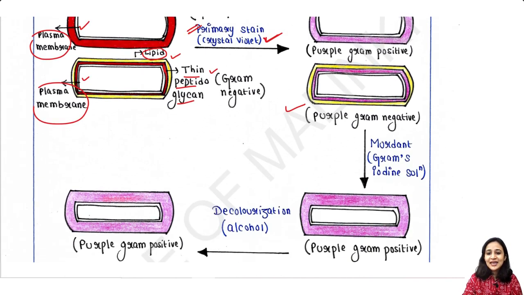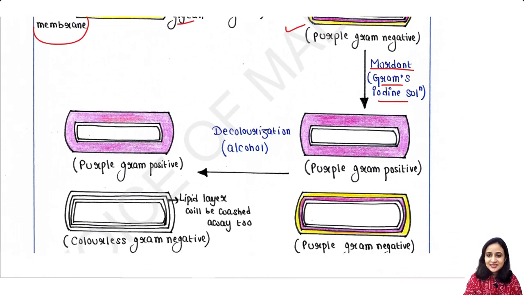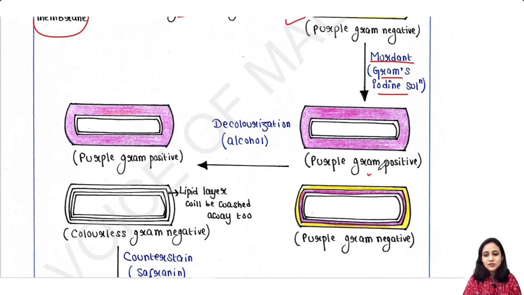Next we are adding mordant. Mordant is like a fixative. In this case we are using Gram's iodine solution. This mordant fixes the crystal violet stain in the cell. After this stage also, both gram positive and gram negative cells look the same. They both are purple, and if you see these cells under the microscope at this stage, you will see all cells are purple.